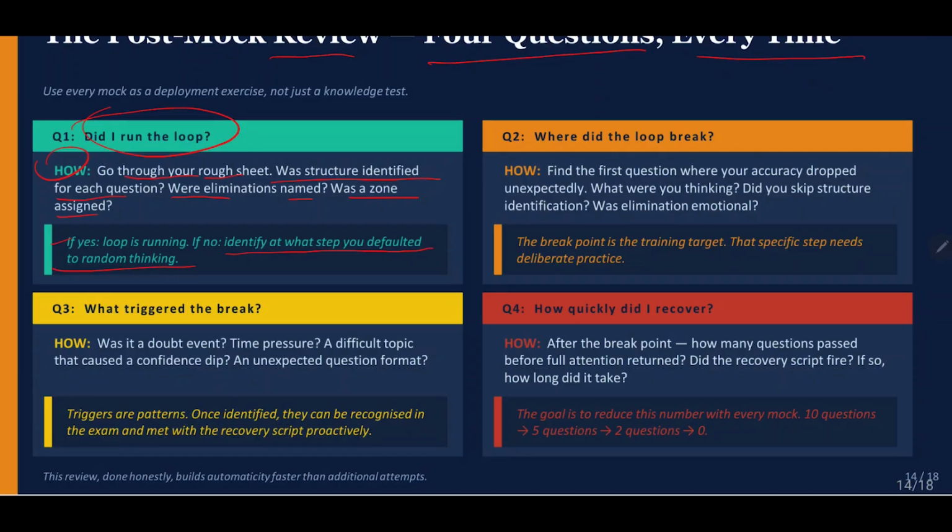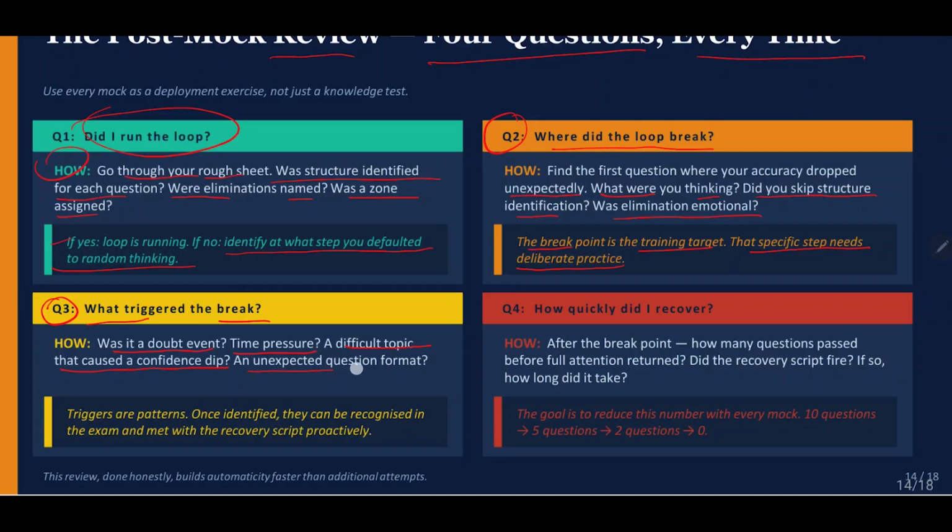Now the next question will be, where did the loop break? How? Find the first question where your accuracy dropped unexpectedly. What were you thinking? Did you skip structure identification? Was elimination emotional? The breakpoint is a training target. The specific step needs deliberate practice. Right? And question 3: what triggered the break? Was it a doubt event, time pressure, a different topic that caused the confidence dip?